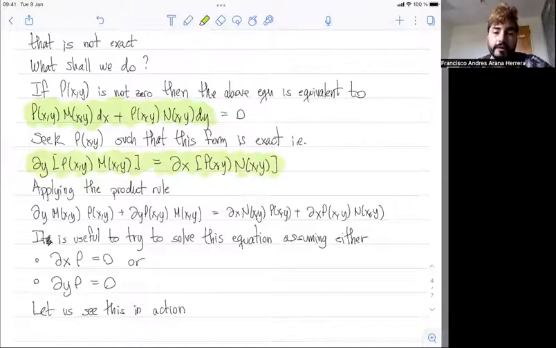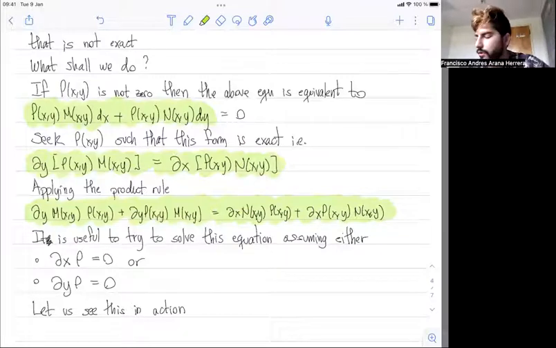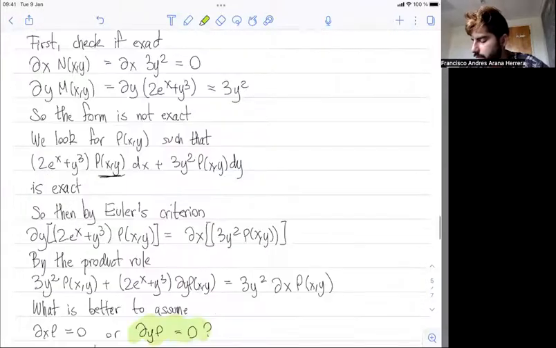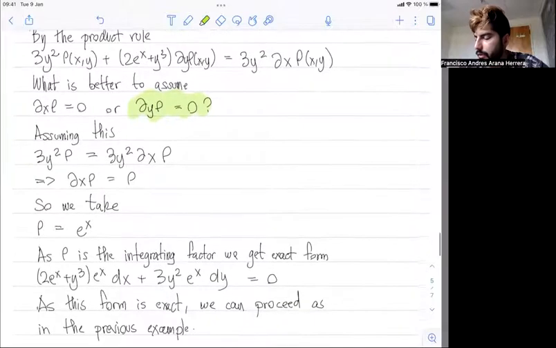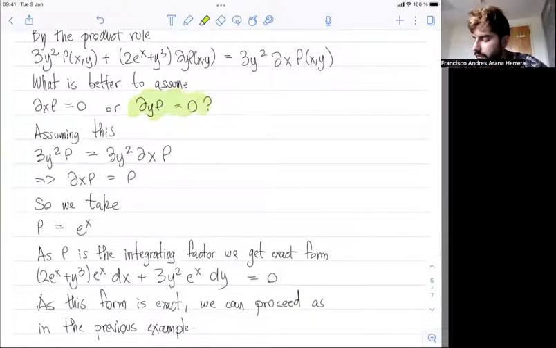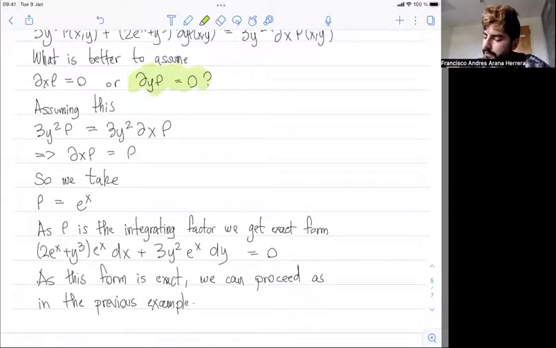Now, this equation, after you apply the product rule, becomes a little messy, like this thing below, but it happens that if you assume that the partial of rho with respect to x or the partial of rho with respect to y is 0, then the equation usually simplifies a lot. So that's what you're going to do. You make one of those two assumptions, and then you get an equation for rho, as we did down here. In this example, we chose the partial of rho with respect to y to be 0, and then the equation became this very simple equation, the partial with respect to x of rho equals rho.